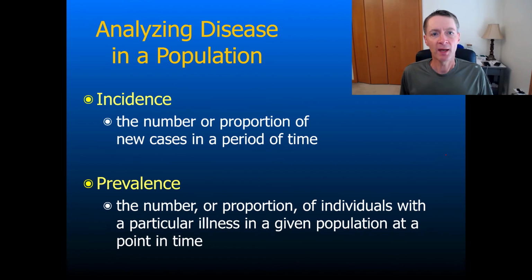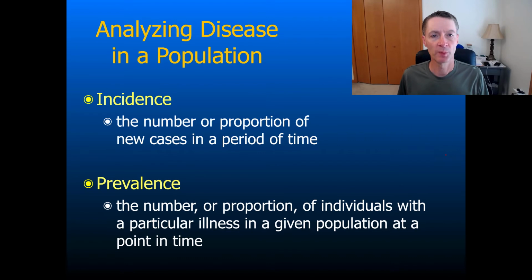All right, how do we analyze disease in a population? Well, we can talk about incidence, which is the number or proportion of new cases in a period of time. Okay, so we'd say in 2020, we have X number of cases of COVID-19, right? That would be an example of incidence.